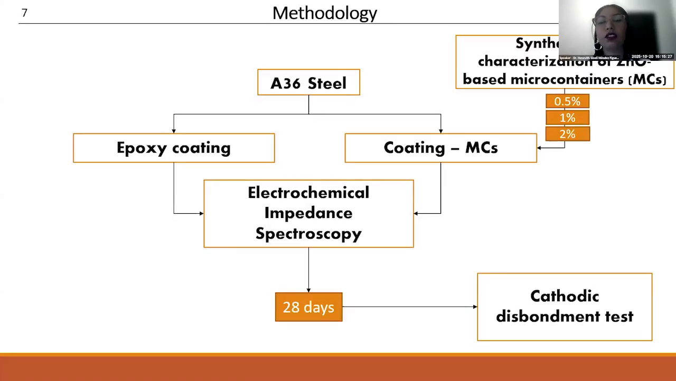Okay, so the methodology first started with the synthesis and characterization of zinc oxide based microcontainers. And then we added them in different concentrations to the epoxy matrix. And then we evaluated the electrochemical impedance spectroscopy during 28 days. And after that, we made a cathodic disbondment test.